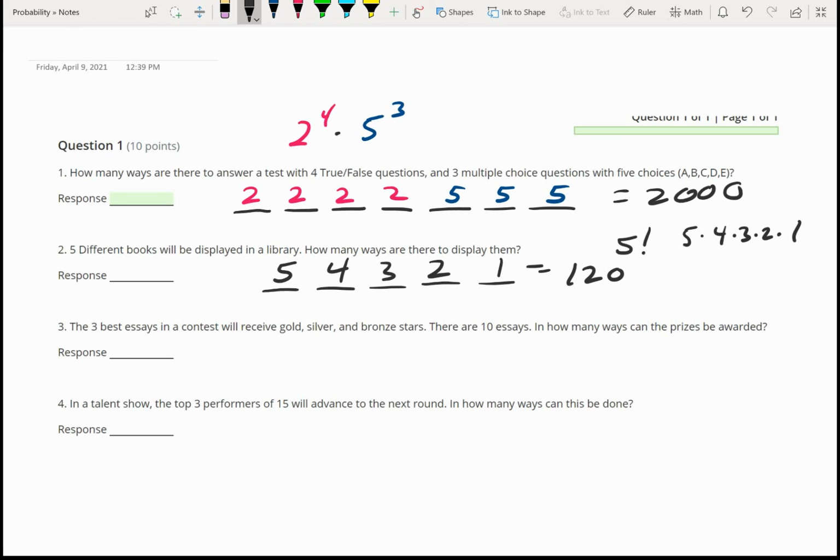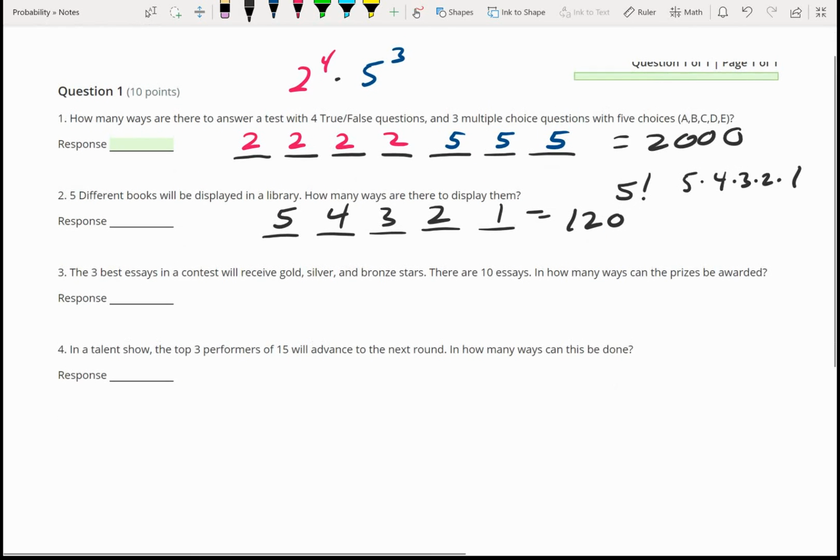Number 3, the 3 best essays in a contest will receive gold, silver, and bronze star. So one essay has to receive a gold star, another one a silver star, and another one a bronze star. So order matters here. If Jane's essay receives the gold star and Peter's essay receives the bronze star, well, that's different than if Peter receives the gold star and Jane the bronze. So order matters here. So we're talking about 10 essays in total.